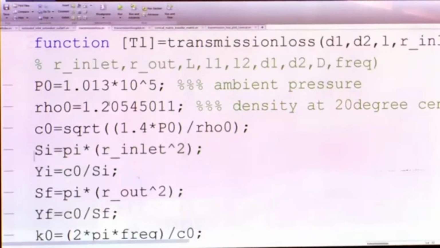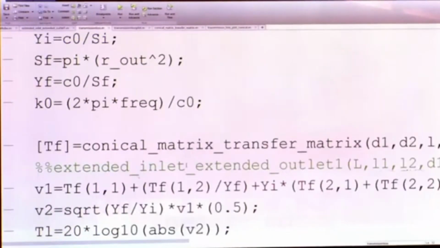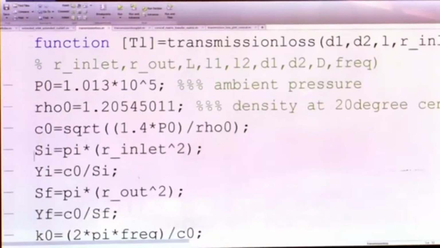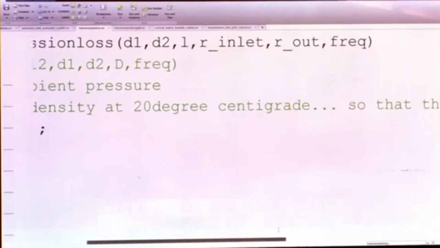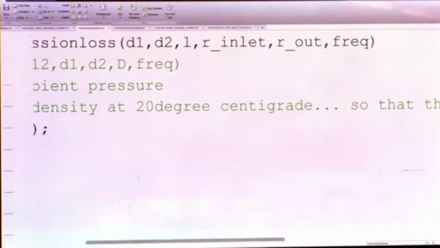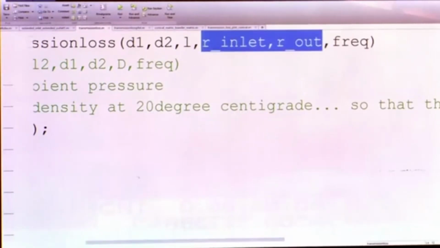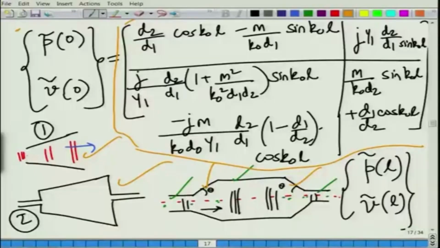I modified the code that I use for the extended inlet and outlet element, that is why some things are commented out. These are the things that I would need at the calling. Notice one crucial thing that I would like to point out: R inlet and R outlet. If you recall this section, let me get back to the screen. This was your D1, and this was your D2. Now, this R inlet and R outlet need not be the same as R1 and R2.